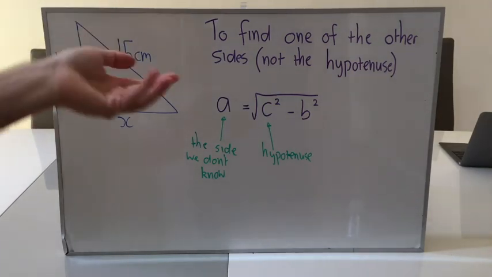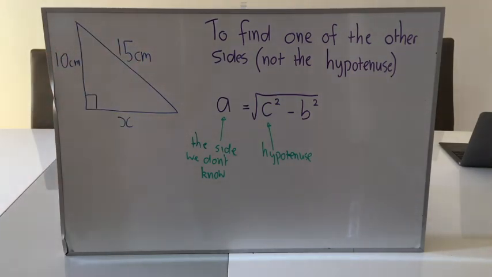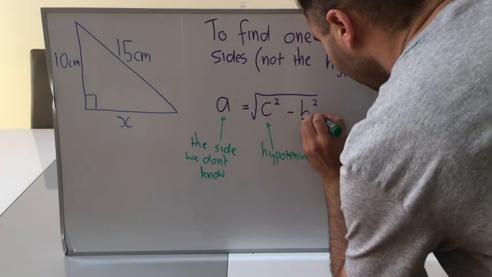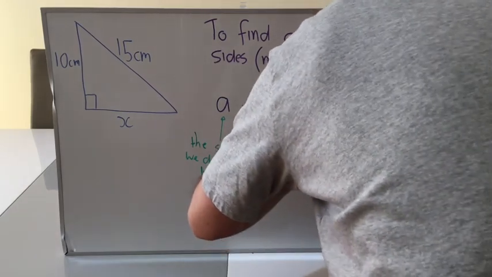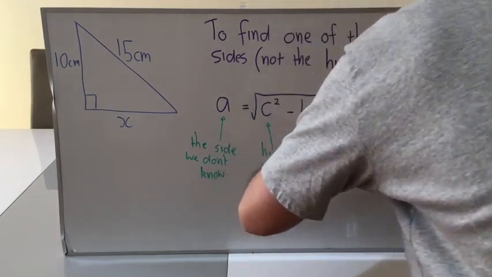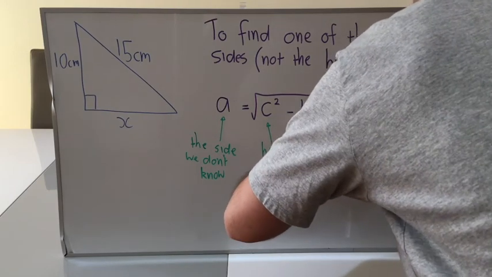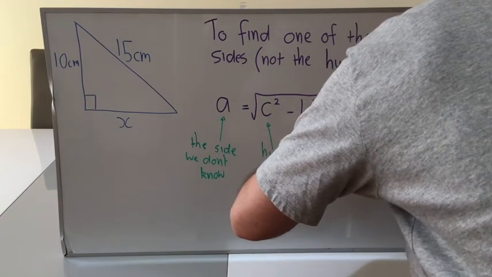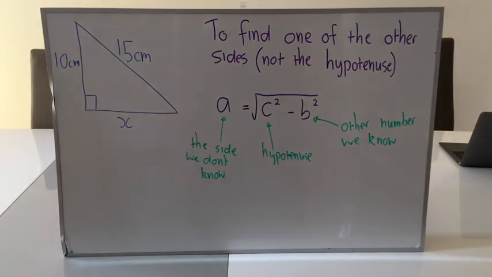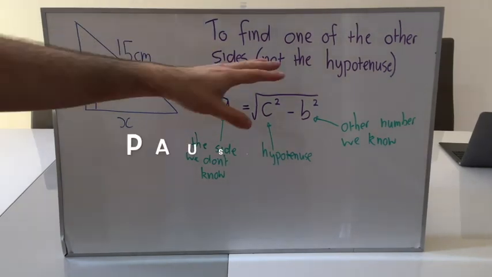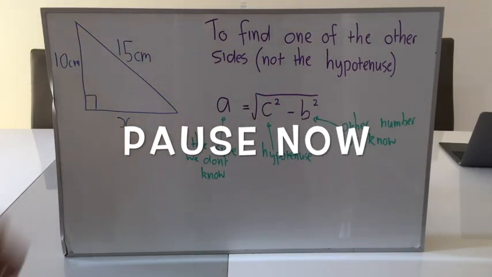That means that B has to be the only one that's left over, okay? So B is, and we could call it, if you wanted to, the other number that we know. You could call it that if you wanted to. So make sure you've got that written down. Then, pause it, have that written down, then label your triangle with A, B, and C.